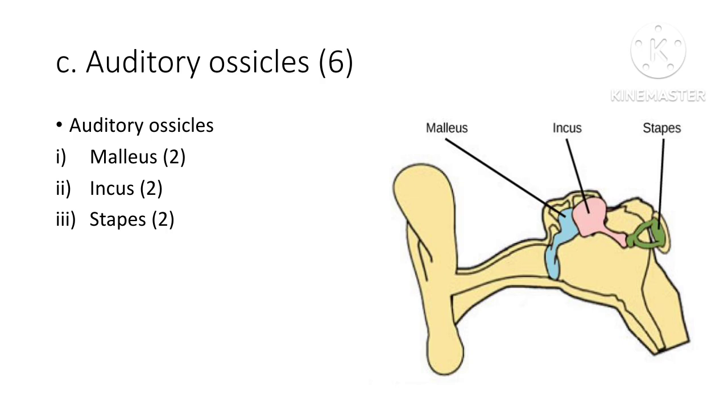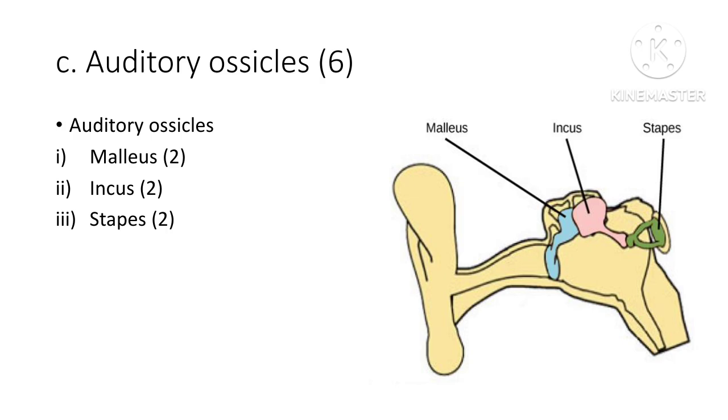The malleus is the first of the 3 auditory ossicles and is shaped like a hammer, with a long handle and a rounded head. The handle of the malleus is attached to the eardrum, and when the eardrum vibrates in response to sound waves, it causes the malleus to move back and forth.